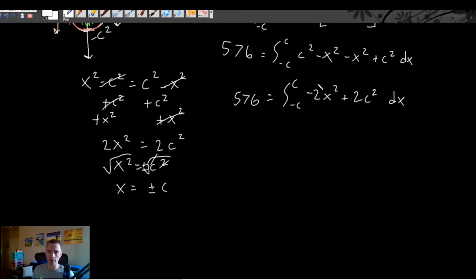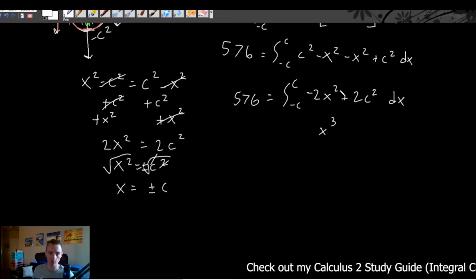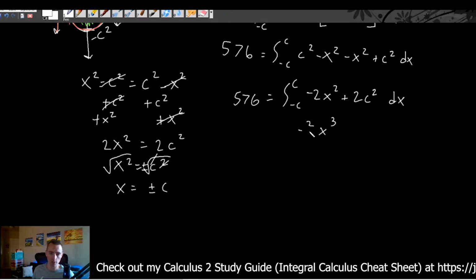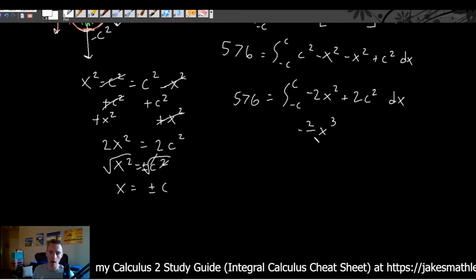To integrate this, we can just do that with the power rule. The power rule says that whenever you have an x raised to some power, like we have here, we raise the power by 1, so making it x cubed, and then divide by our new power. So negative 2 is going to remain our coefficient, and then we'll divide by our new power, which is 3.